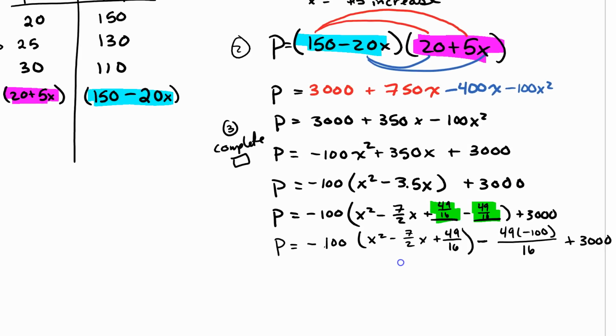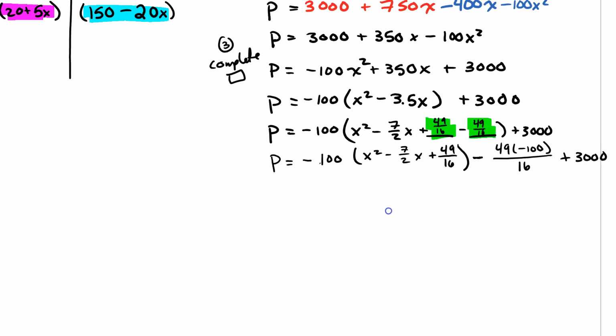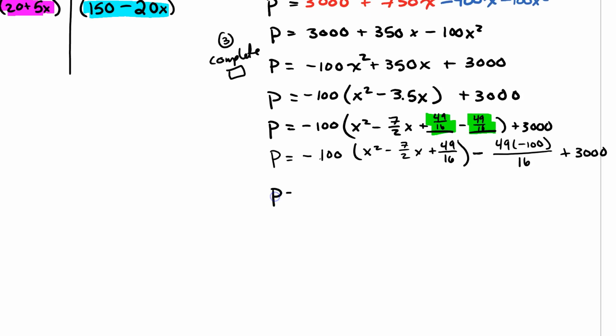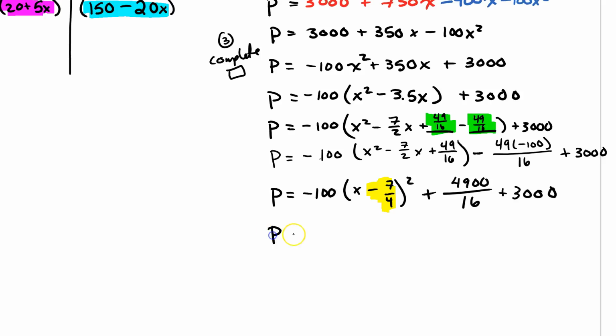Just zoom it in there. There we go. So, I have P equals negative 100 (x - 7/4) squared, and remember that's where I used my yellow. That's where I got this from. Plus negative times a negative, 4,900 over 16, plus 3,000. Now I'm going to cheat just a little bit and you'll see.